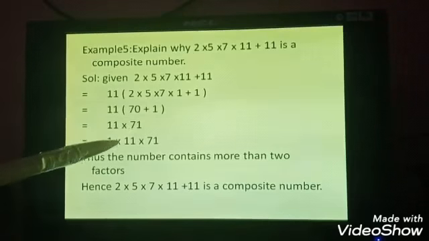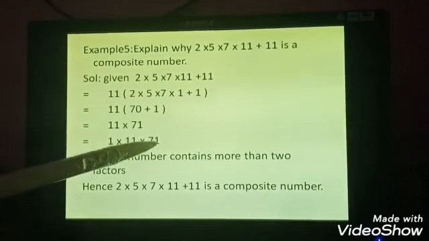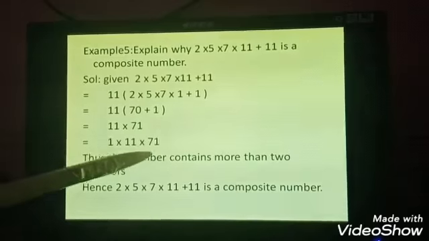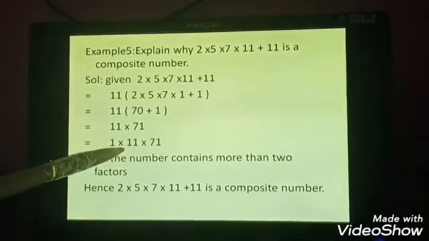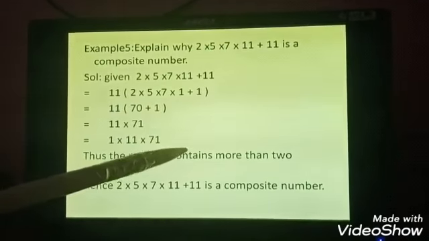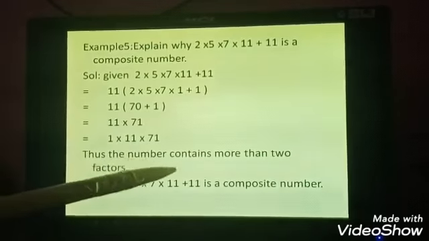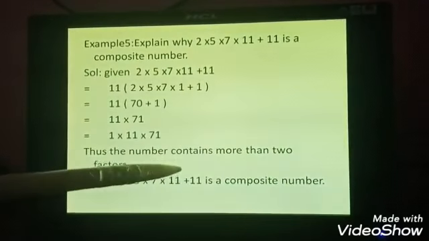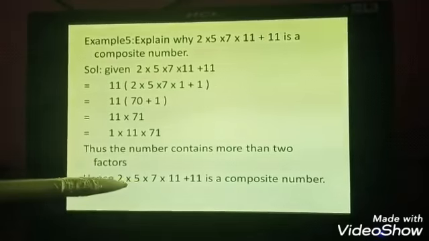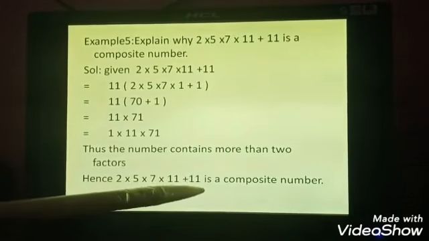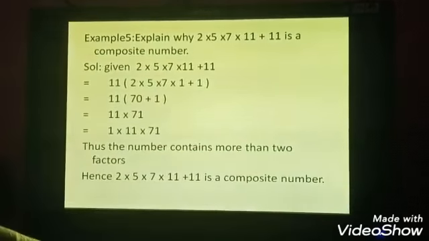So this is equal to 11 × 71, or 1 × 11 × 71, containing more than 2 factors, that is, it contains 3. So this is a composite number. Thus the number contains more than 2 factors. Hence 2 × 5 × 7 × 11 + 11 is a composite number.